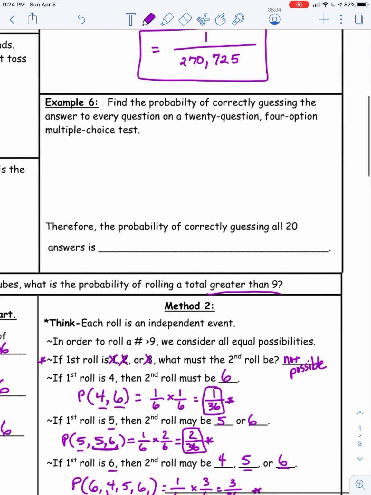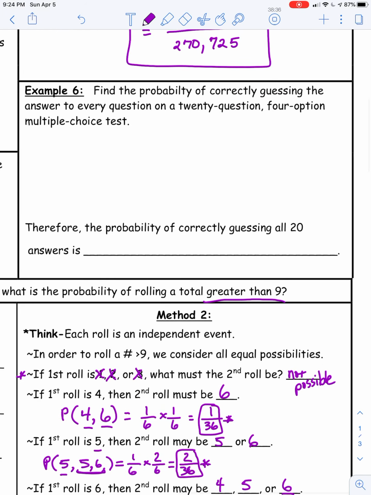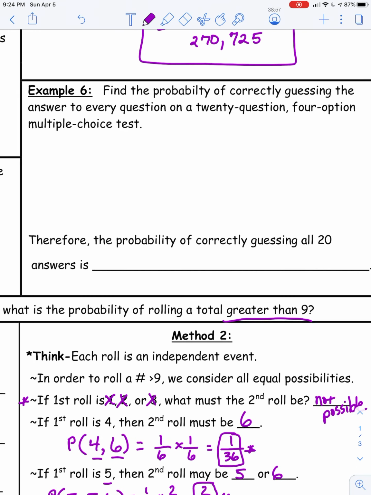See where we are here. Example 6. Okay, example 6 says we're going to, now this is a humongous one. So if you do have a calculator there, you can try this. We're going to find the probability of correctly guessing the answer to every question on a 20-question, 4-option, multiple-choice test.